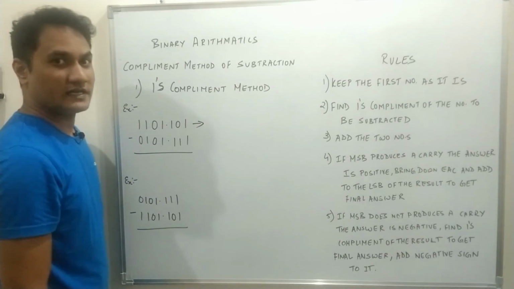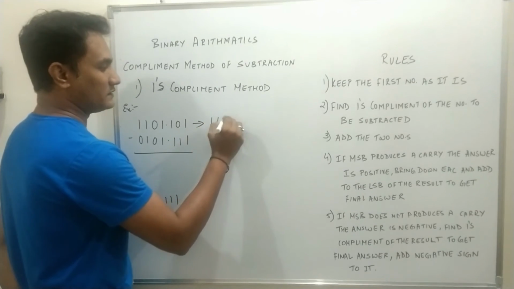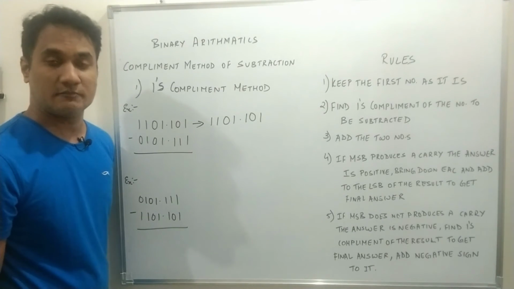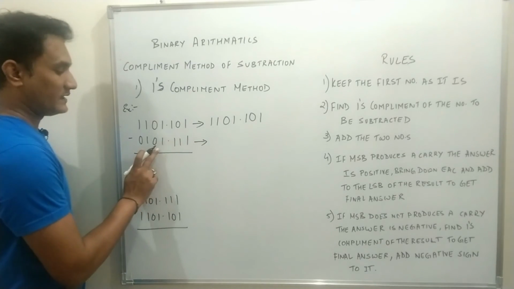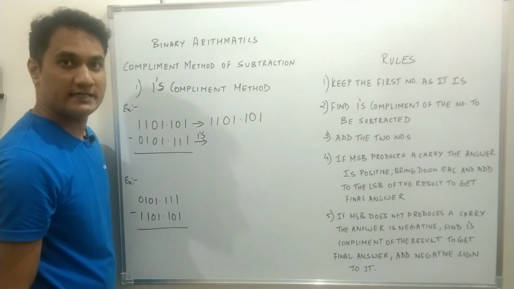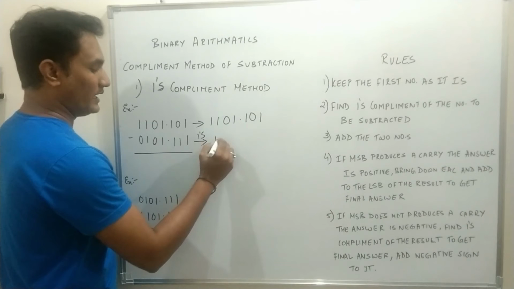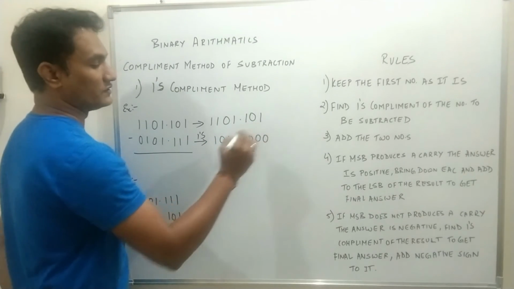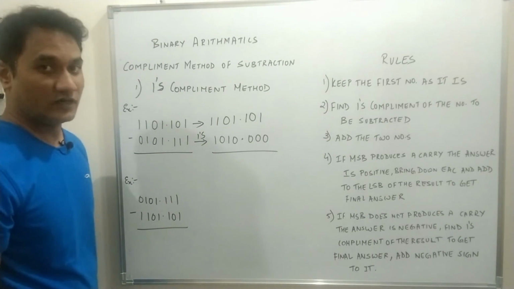Again, the rule says keep the first number as it is. So it will be 1101.101. So the first number remains the same. Second number, find 1s complement of the number to be subtracted. So 1s complement of this number will be 1010.000. All ones are converted into zeros and all zeros are converted into 1.